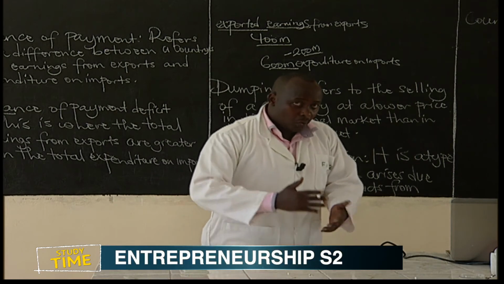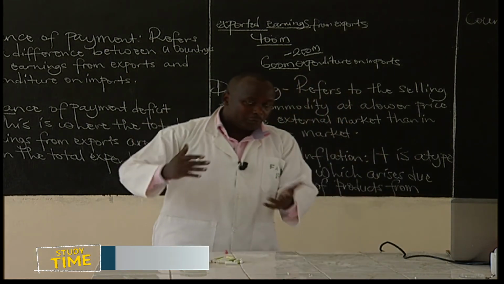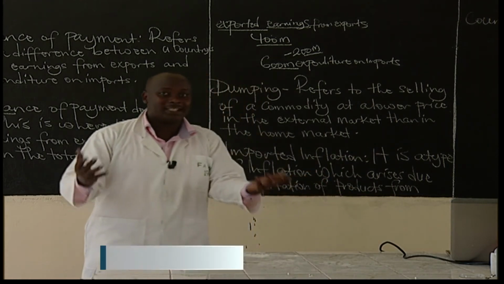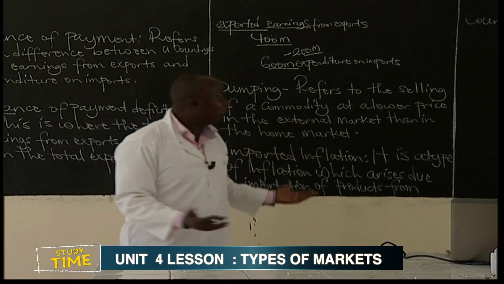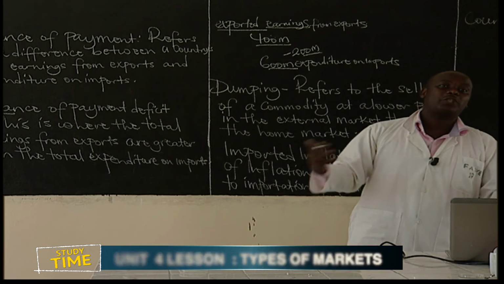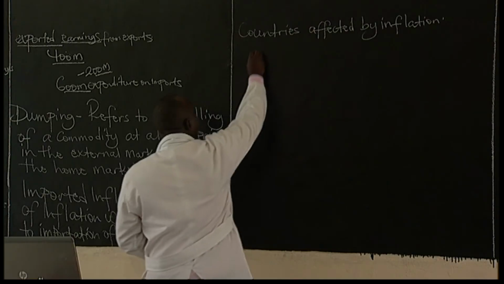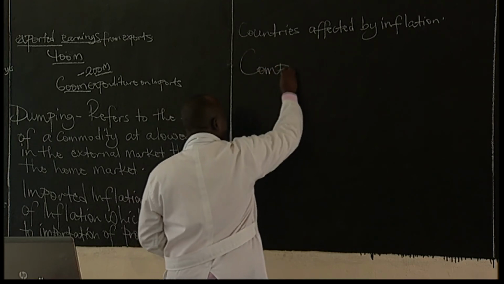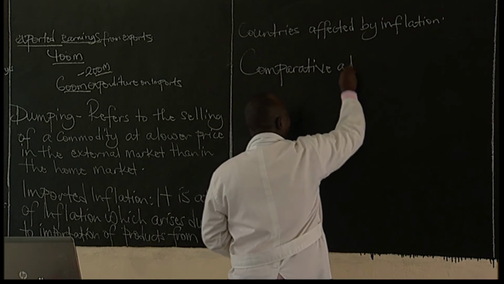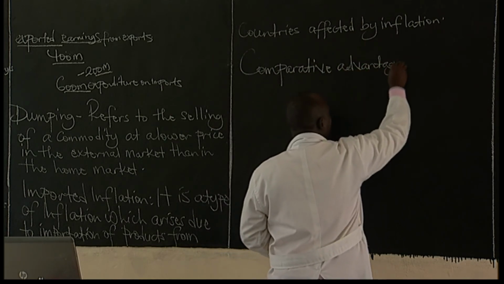Learners, when you reach senior 4, those who will do a combination that involves economics will study what we call international trade and the theories of international trade. One of the theories of international trade is what we call the comparative advantage theory.